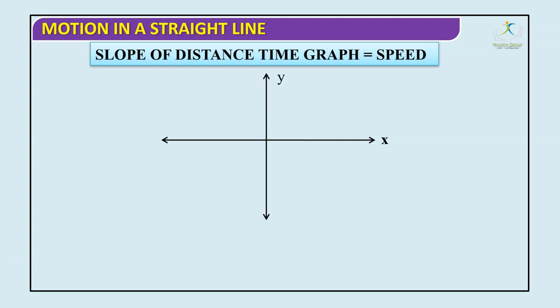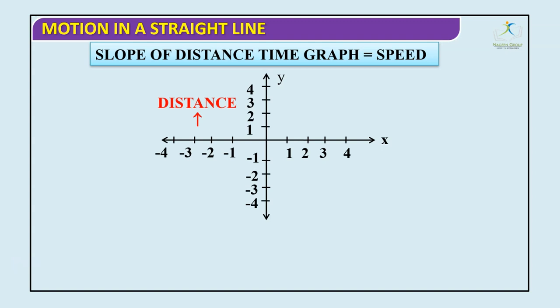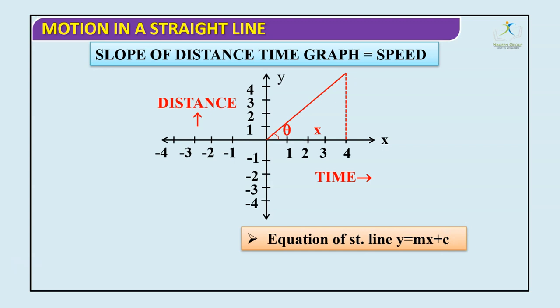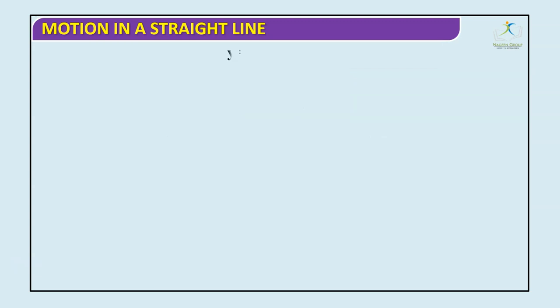As you can see, we have an x and y axis. It is a distance axis and a time axis. If the distance-time graph is a straight line, it shows a uniform motion. The equation of a straight line graph is y = mx + c, where c is the intercept.